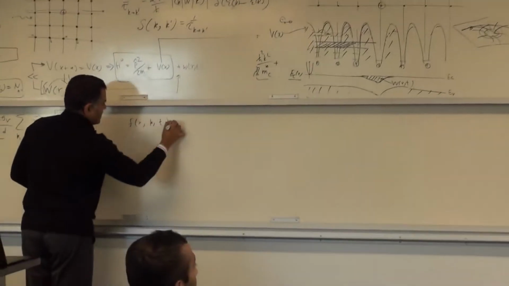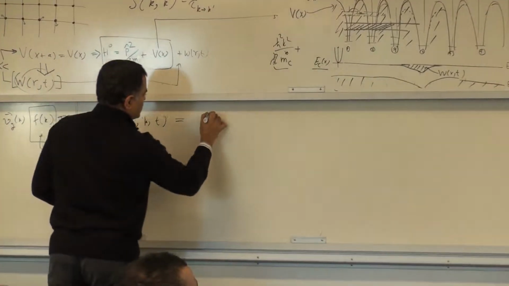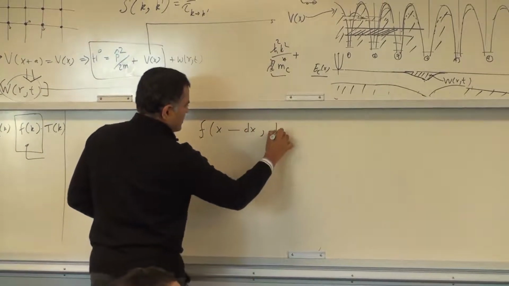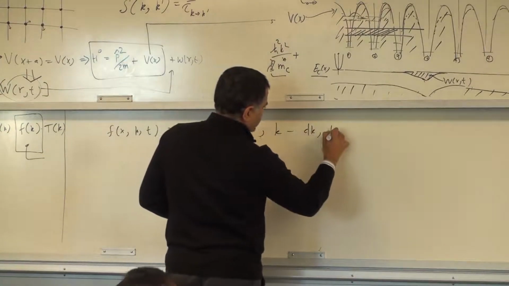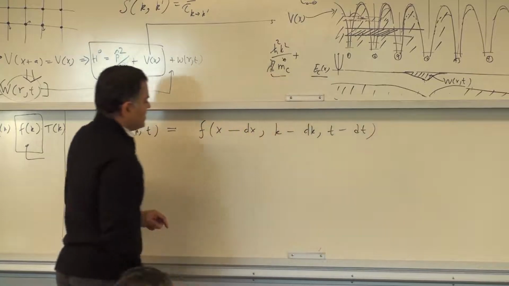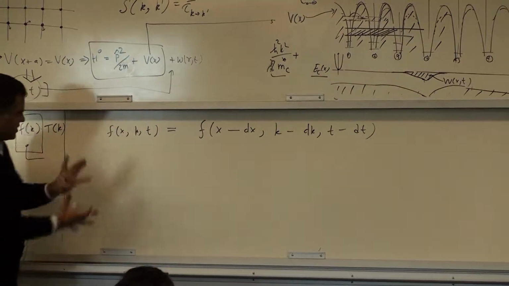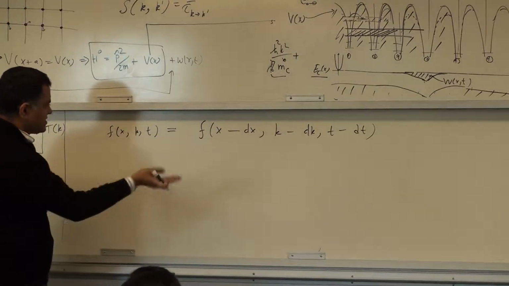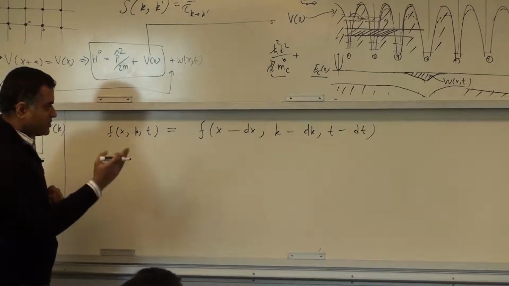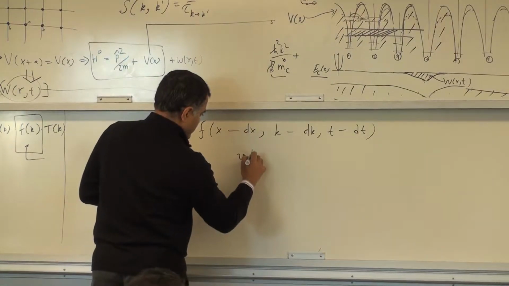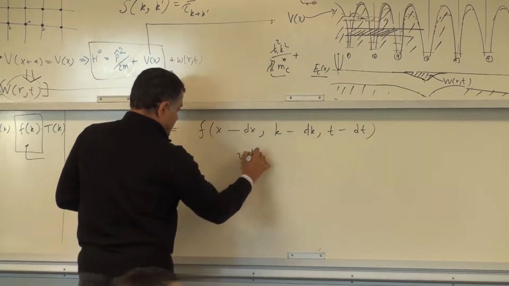So we are saying that f of x, k, t is equal to f of x minus dx, k minus dk, and t minus dt, right? And that would be the case if there was no incoming terms, and it's a ballistic sort of picture, no scattering. It's the ballistic limit. And then dx is basically velocity times dt, right?